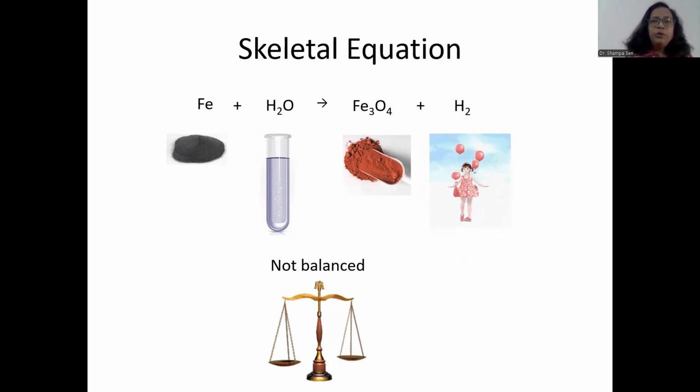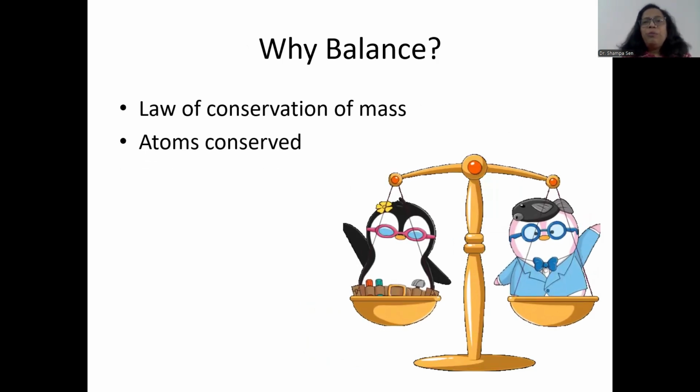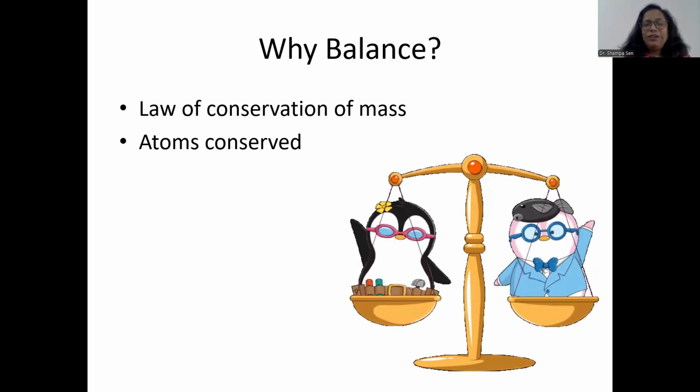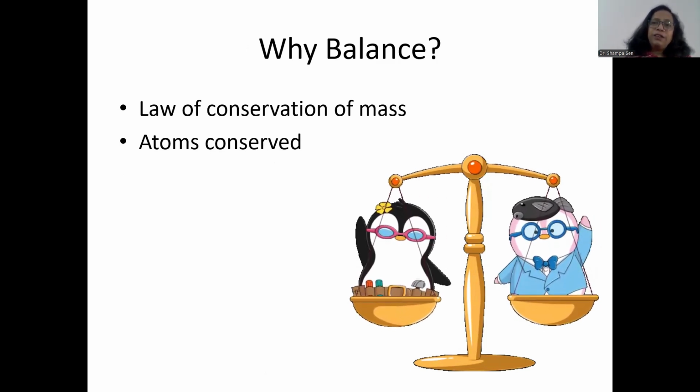So why do we need to balance? To follow the law of conservation of mass, which is naturally followed. If we do not write it properly, then we are making a mistake and that mistake will lead us to a wrong result, right? Atoms are conserved. We have learned this from Dalton's atomic theory, right?